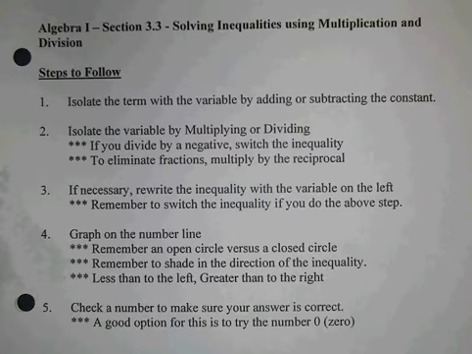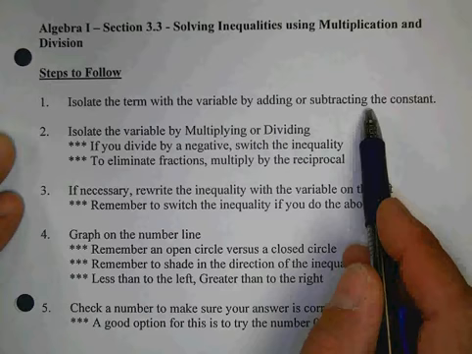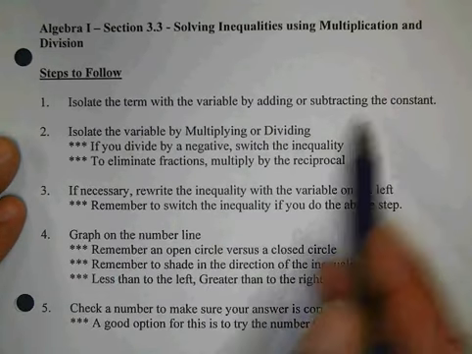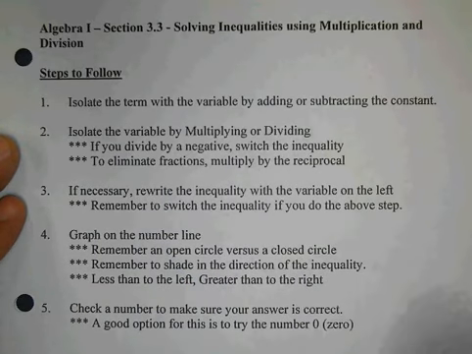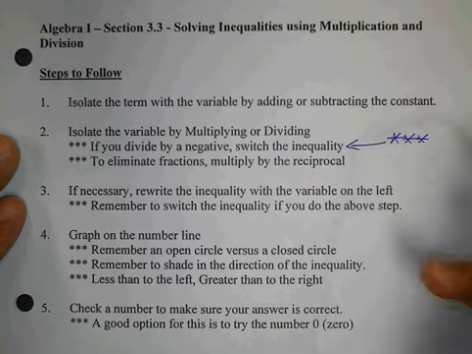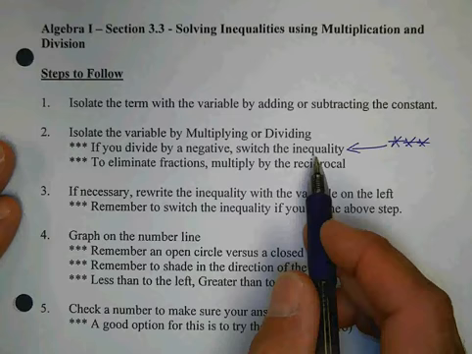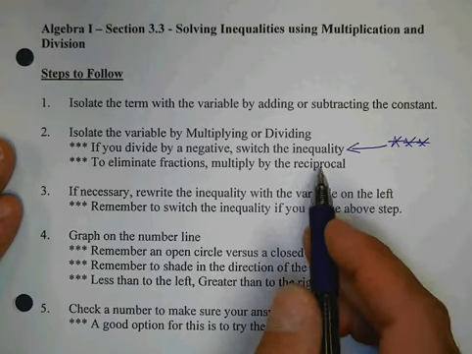As we're looking at this, you're still going to isolate the variable by adding or subtracting the constant. The constant's the number that's all by itself. But then you're going to isolate the variable by multiplying and dividing. And here's the key idea right here. Put a big star out to the side. It says if you divide by a negative, you switch the inequality. That is the biggest idea of what we're doing today.